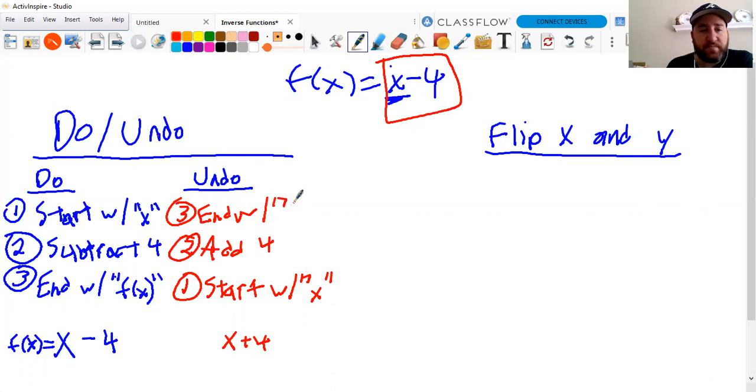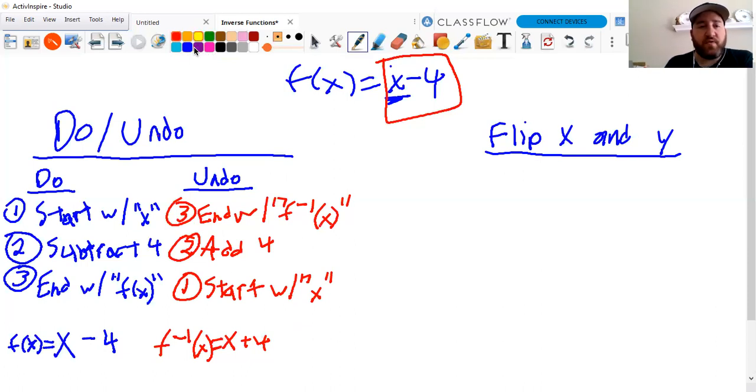And so then I end with f negative 1 of x, my inverse notation. f negative 1 of x equals x plus 4.